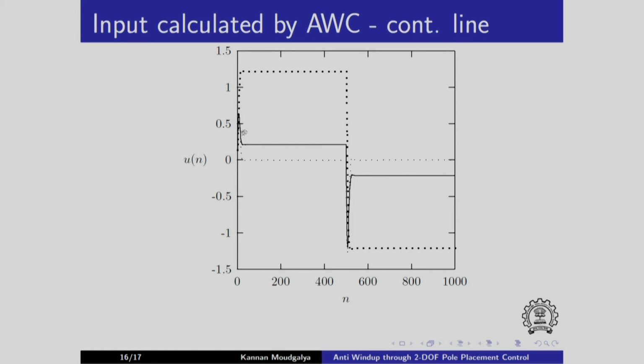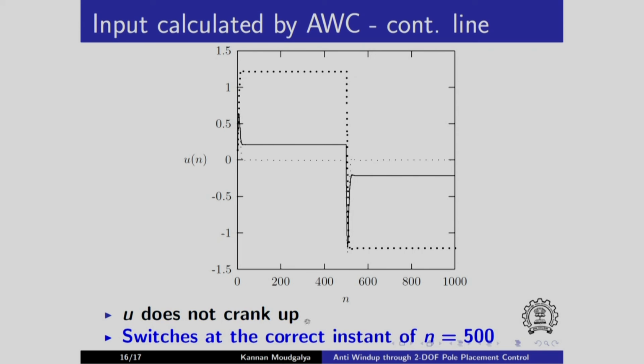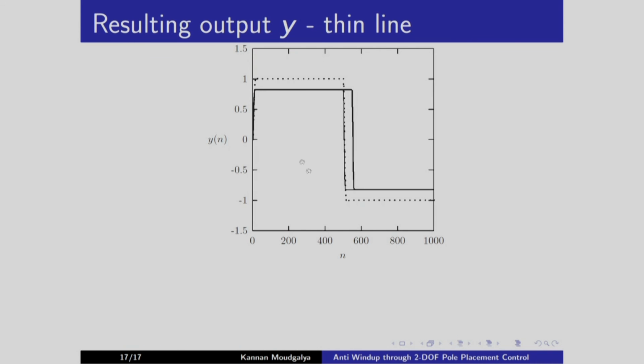The continuous line is what we get now, and notice that U does not crank up. Moreover, it switches at the correct instant of n equals 500. The resulting output Y is given by the thin line here. It never reaches the set point of plus minus 1. There is always an offset here as well as here.